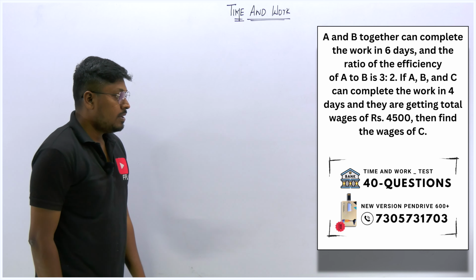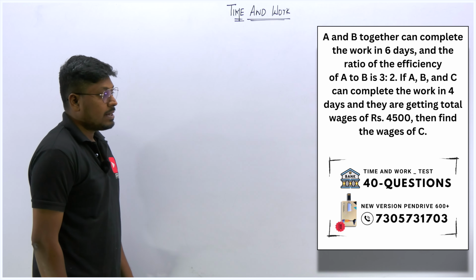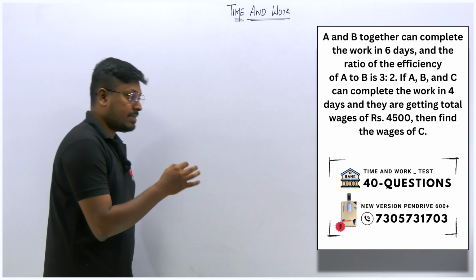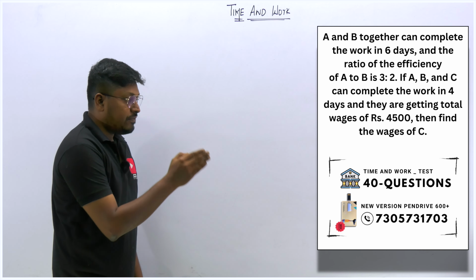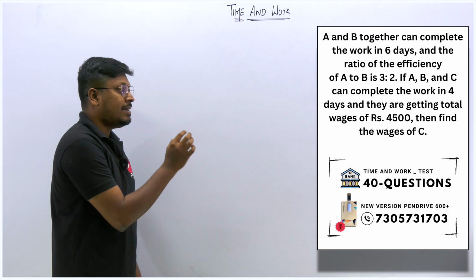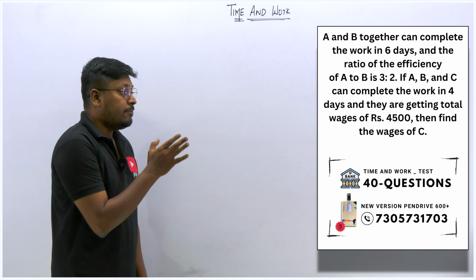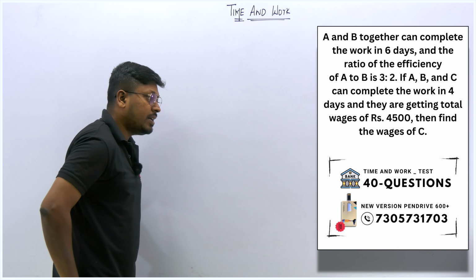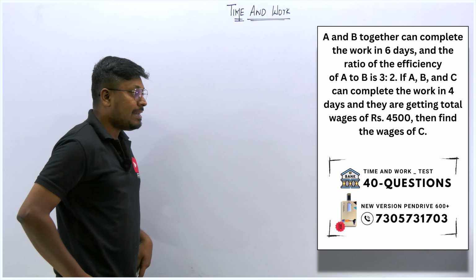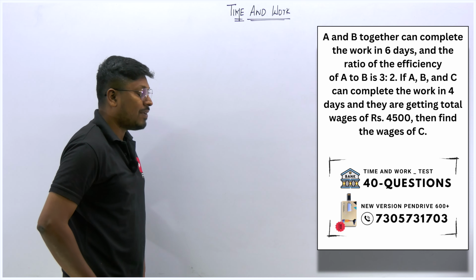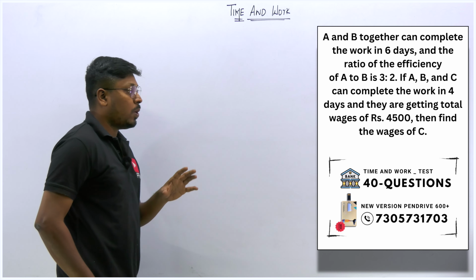Next question. A and B together can complete a piece of work in 6 days. And the ratio of efficiency of A and B is 3:2. If A, B and C can complete a piece of work in 4 days and they are getting a total wage of 4,500, then find the wages of C.